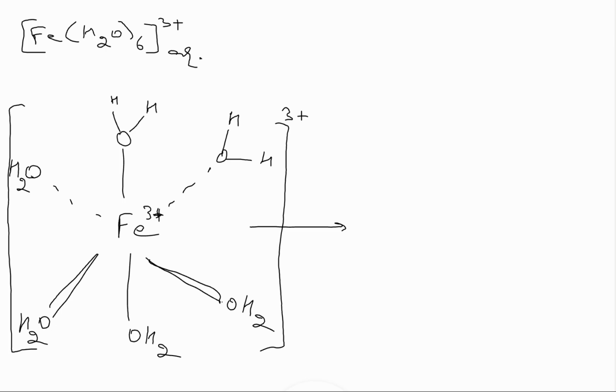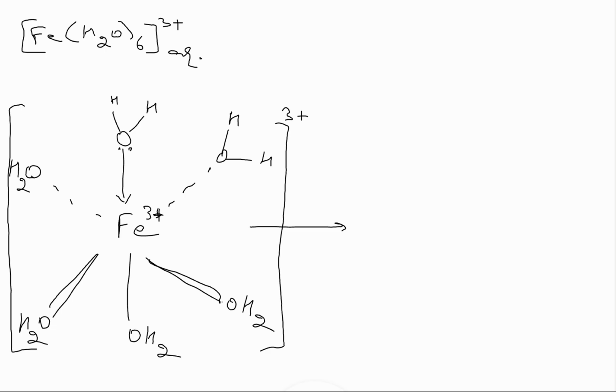You know that this exists in the form of an octahedral with 6 water ligands, and each of the water ligands uses the lone pair on oxygen to form a dative covalent bond with the Fe3+. The overall charge is 3+ here.